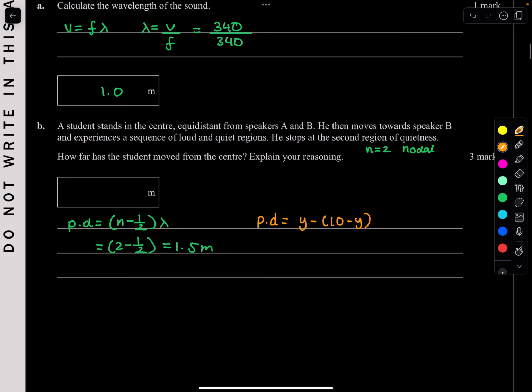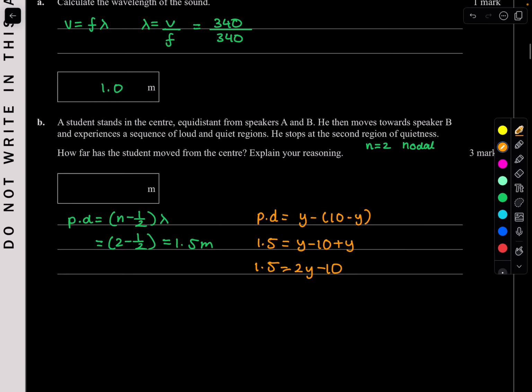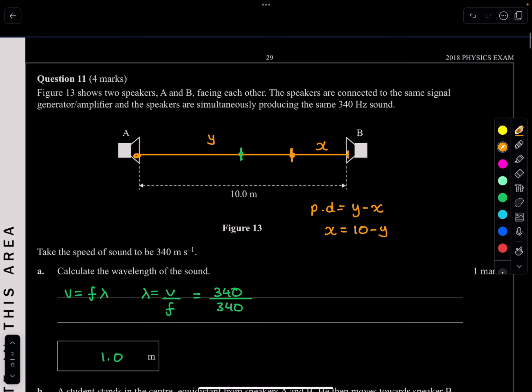Because I know path difference is 1.5, it'll be Y minus 10 plus Y. So 1.5 is equal to 2Y minus 10. So it's going to be 1.5 plus 10, divided by 2. So I've already calculated Y. Y is now 5.75 meters.